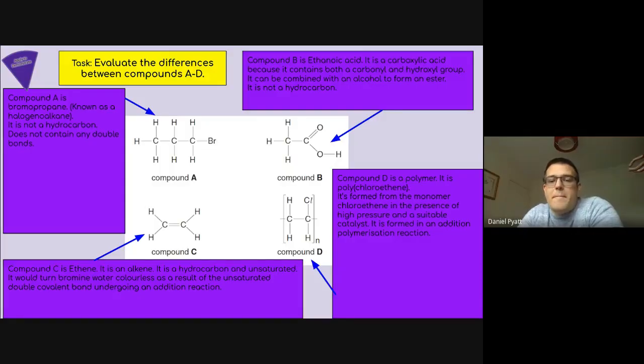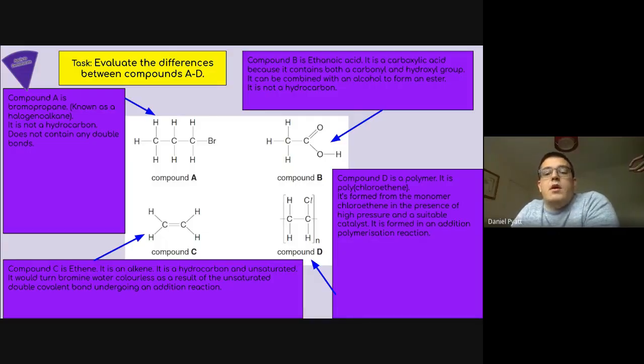Next, I'm going to do compound B. So compound B, again, has got 2 carbons in the chain. So again, it's eth, but it's got a carbonyl group, which is the C double bond O, and a hydroxyl group, which is the OH. So if it's got both of those, it's a carboxylic acid. And therefore, it's not a hydrocarbon. The other thing we've said so far about carboxylic acids is they can combine with alcohols to form esters.